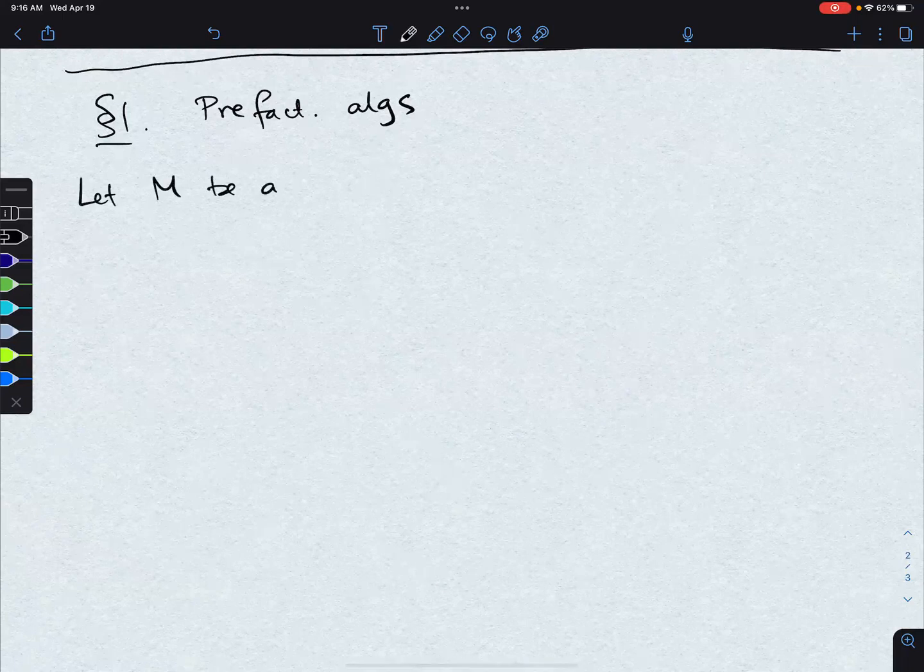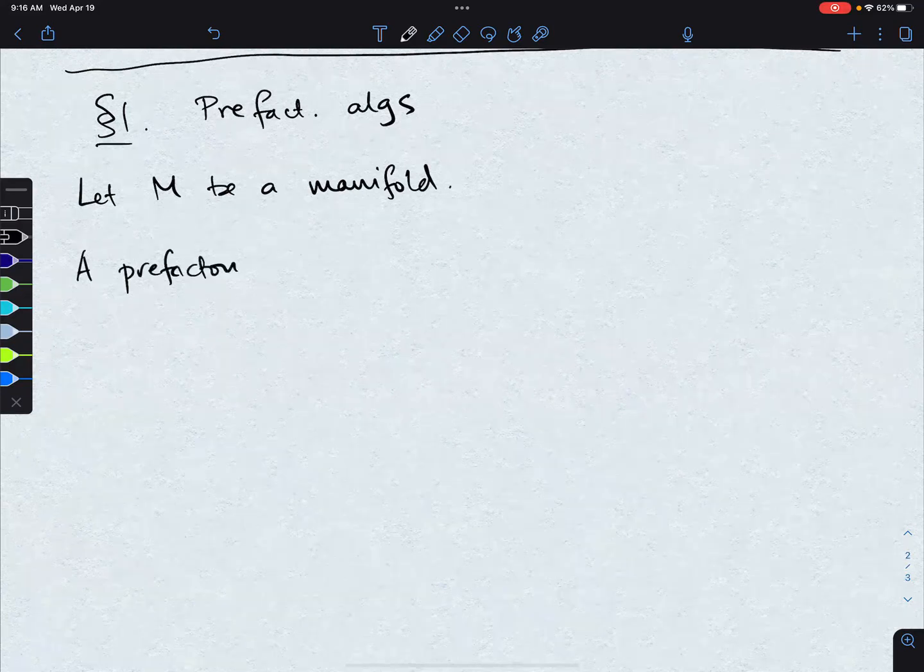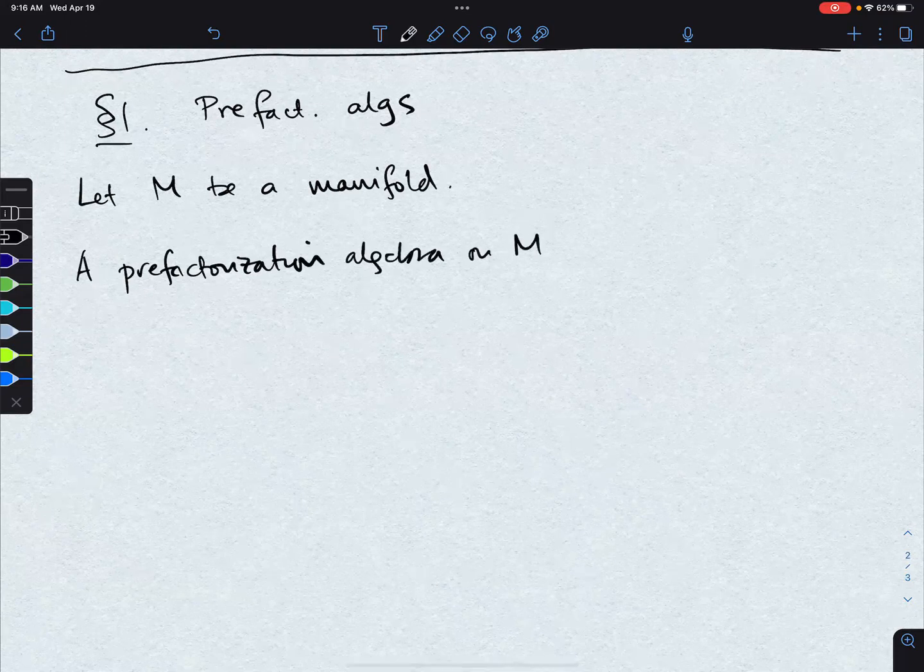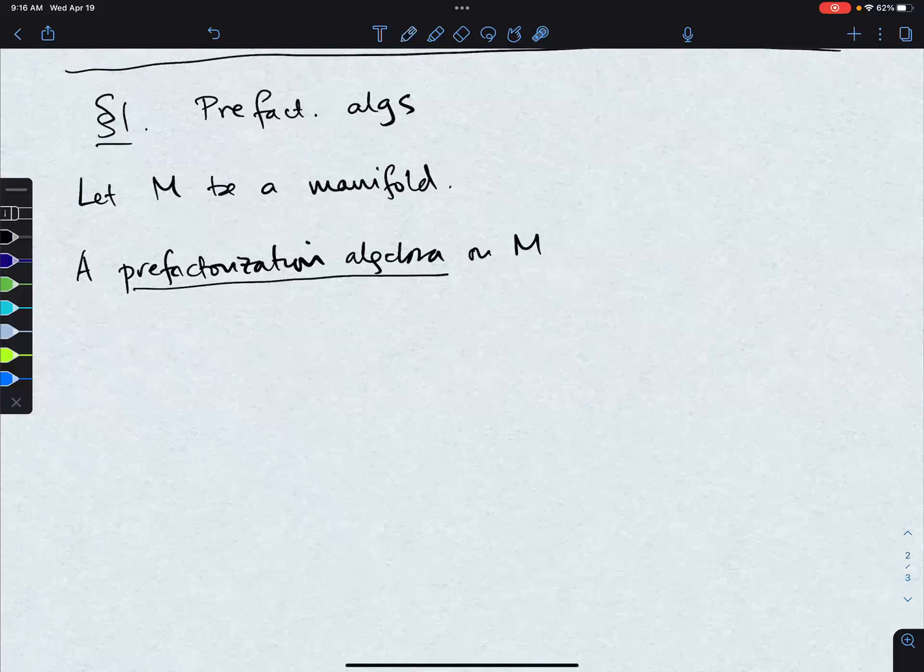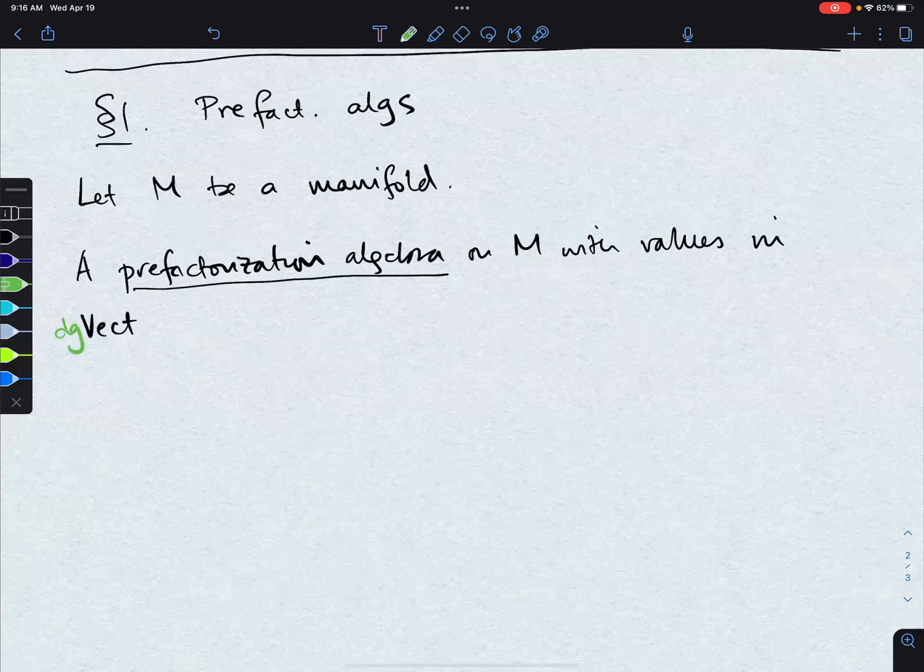So let M be a manifold. I'm just going to work with manifolds. You can work with other kinds of sites if you want. A pre-factorization algebra on M lives on M. It's like a sheaf or something. It lives on a certain space with values in, well, you could take any symmetric monoidal category, but let's say in Vect, or I often like to do DG vector spaces, like chain complexes. It consists of the following set of data.